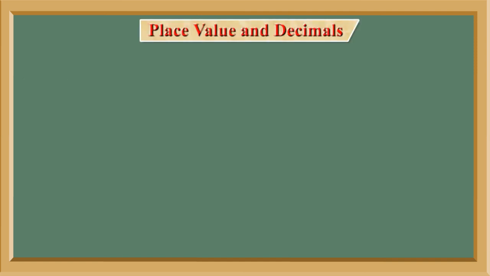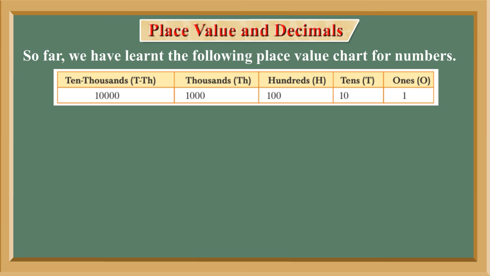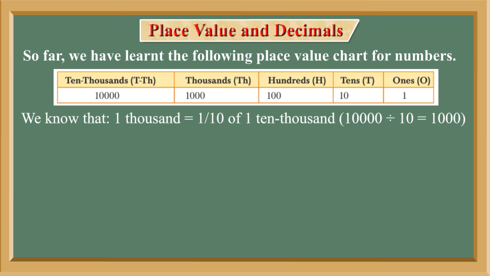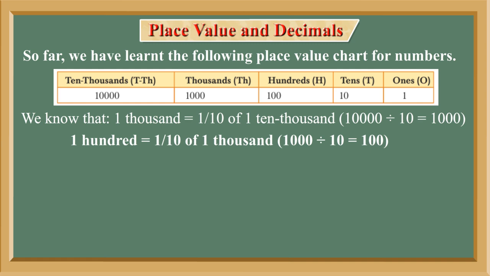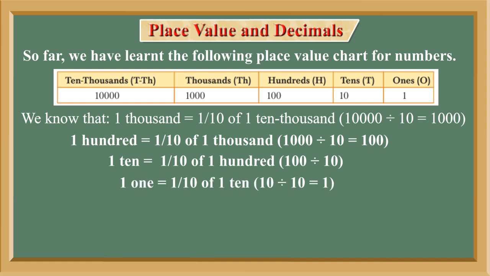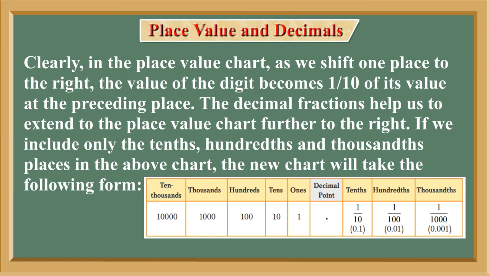Place value and decimals. So far, we have learned the following place value chart for numbers. We know that 1000 is equal to 1/10 of 10,000, as 10,000 divided by 10 equals 1000. 100 is equal to 1/10 of 1000, as 1000 divided by 10 equals 100. 10 is equal to 1/10 of 100, as 100 divided by 10 equals 10. 1 is equal to 1/10 of 10, as 10 divided by 10 equals 1. Clearly, in the place value chart, as we shift one place to the right, the value of the digit becomes 1/10 of its value at the preceding place.